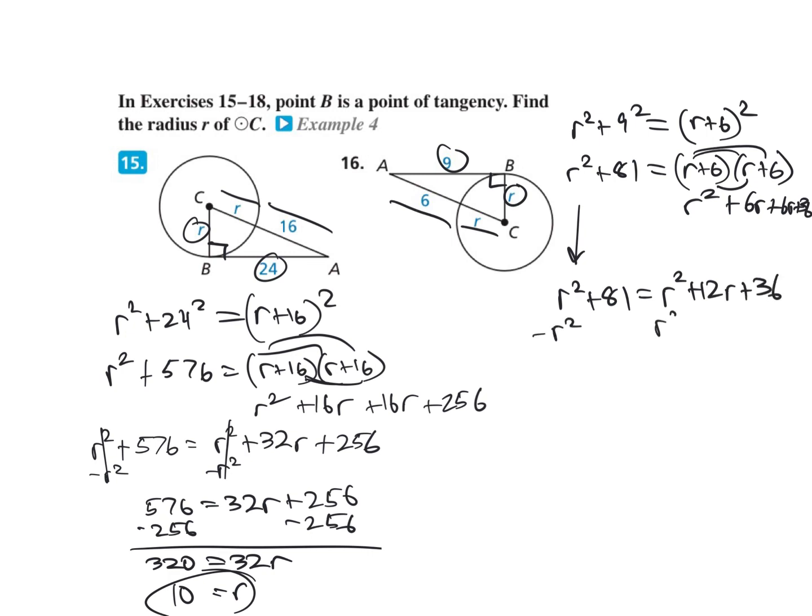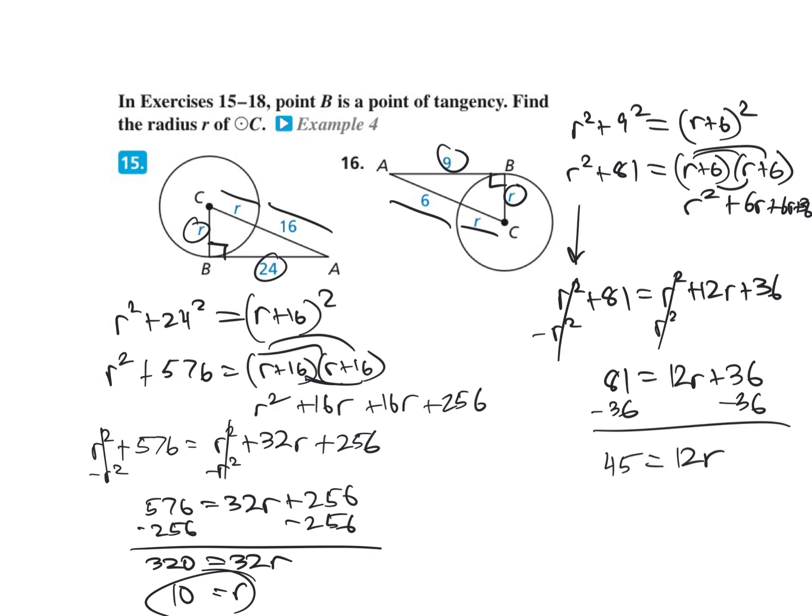Subtract r squared, and thankfully those go away. They won't always go away. 81 equals 12r plus 36. So we subtract 36 from 81, and we get 45 equals 12r, and divide by 12, and we reduce 45 twelfths, reduces by 3 to 15 fourths, which is 3 and 3/4 equals your radius.